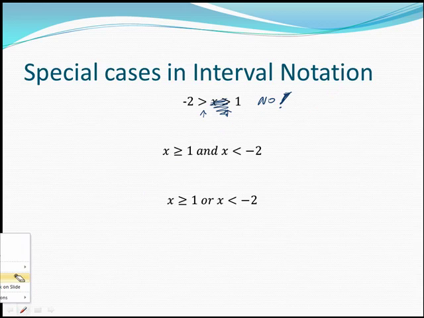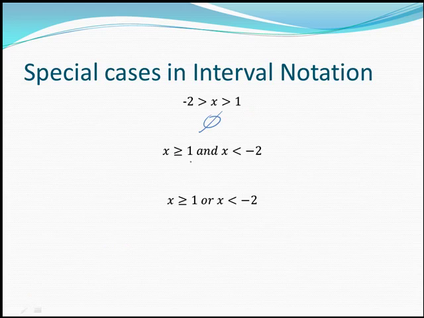Now, if you were given this problem directly, then the answer would be the empty set. There's no x that's between -2 and 1. That doesn't make sense. So when a between statement does not make sense, there is no solution. Now let's look at the next situation.